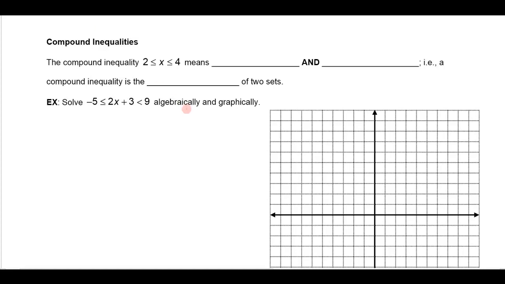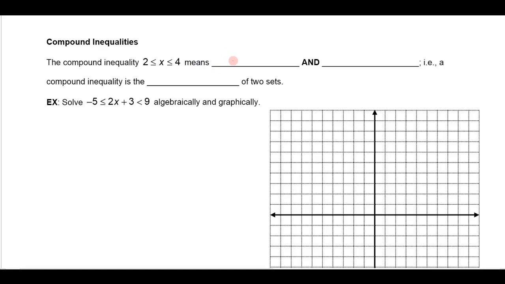Hi everyone. In this short video I want to talk about compound inequalities. Now this is an example of a compound inequality. We have x sort of sandwiched between 2 and 4, and this actually is a combination of two inequalities.